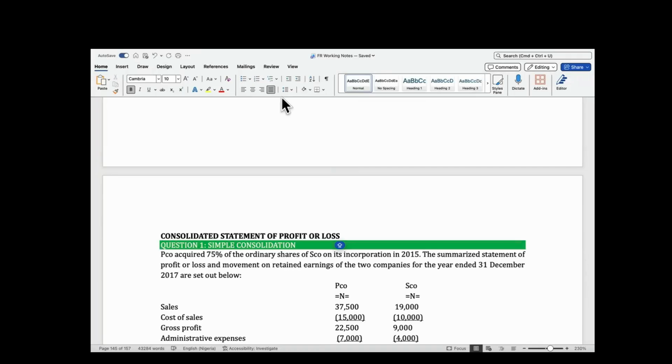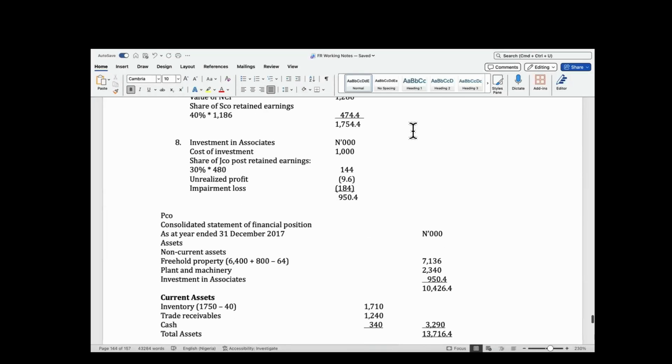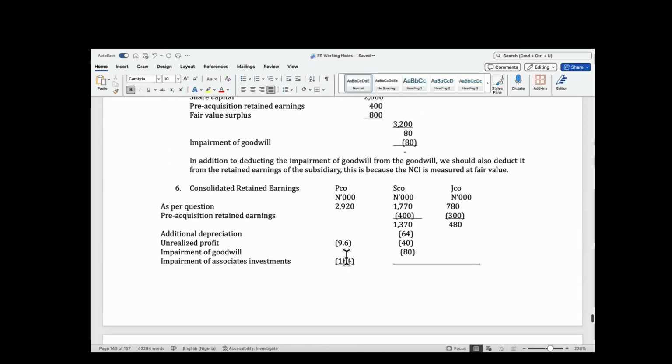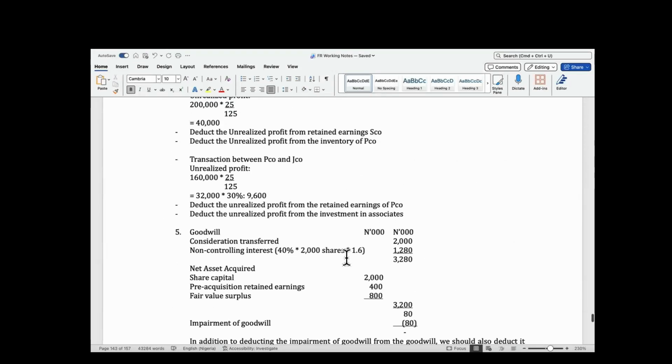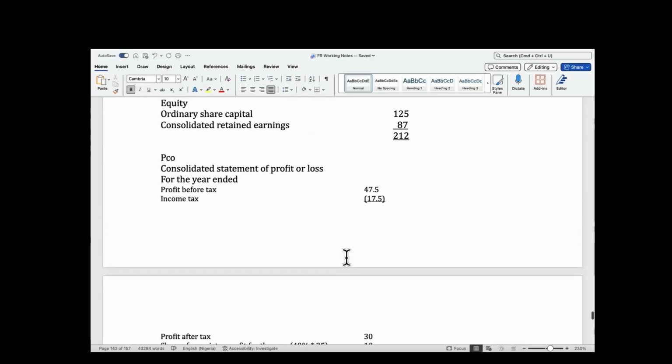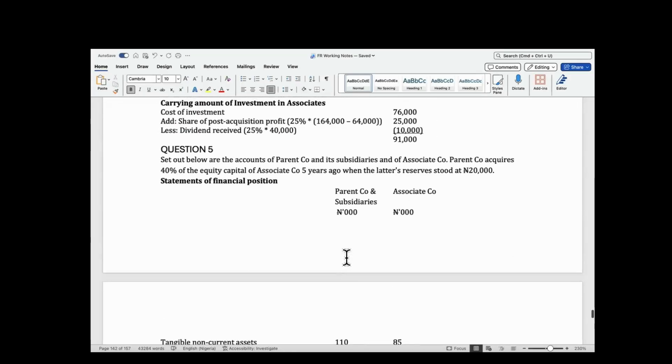So today we are going to round up on unconsolidated statement of profit or loss. Last week, we typically looked at associates, accounting for associate investments as governed by IAS 28.